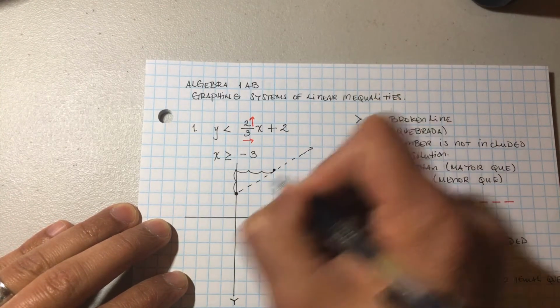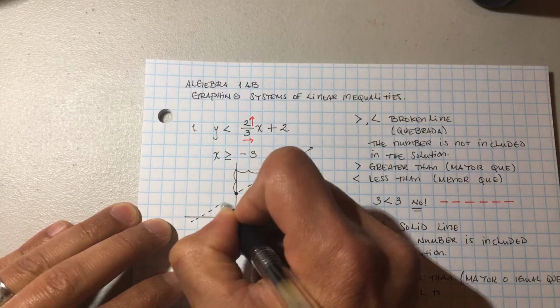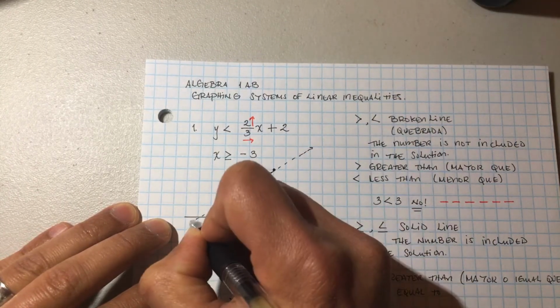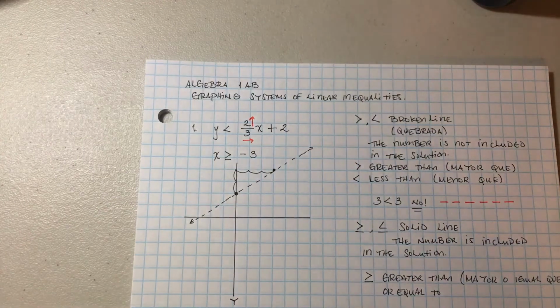Okay, nice broken line right here. There it is. A broken line. But now we have to shade it.